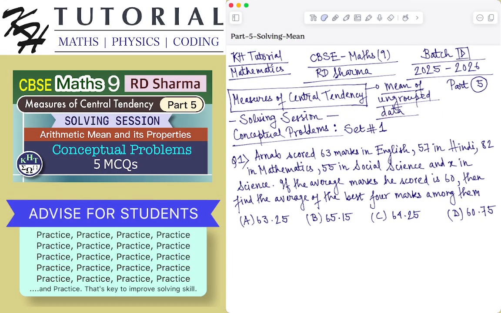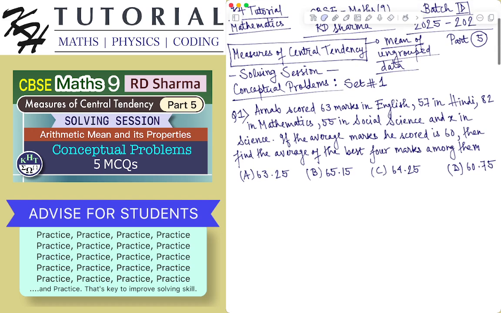Okay, so the first problem says that Arnob scored 63 marks in English, 57 in Hindi, 82 in mathematics, 55 in social science, and X in science. So X is an unknown. If the average marks he scored is 60, then find the average of the best 4 marks among them.